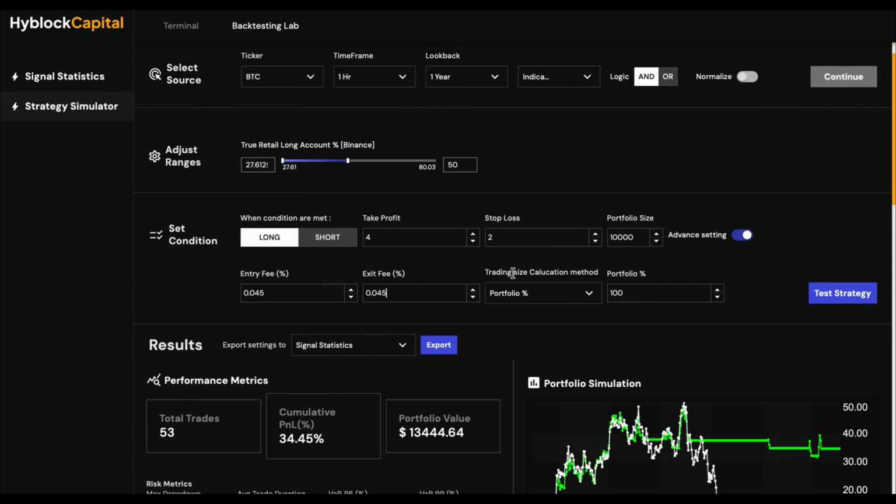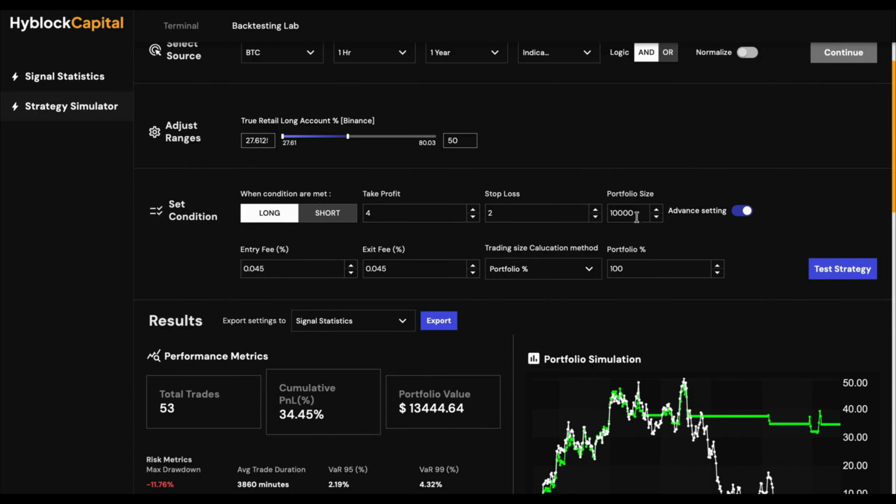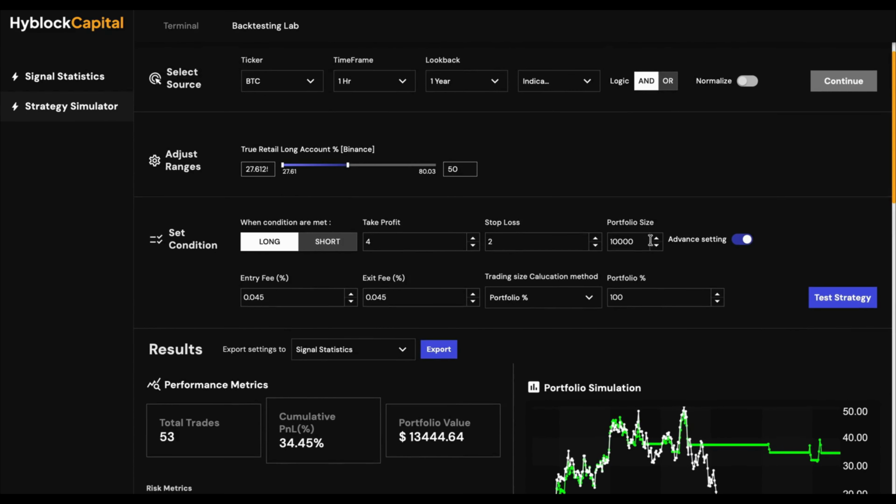Along with fees, you also have the trade size calculation method. With portfolio percent, your entire portfolio is used for each trade. For example, if $10,000 grows to $11,000, the full $11,000 is deployed in the next trade.